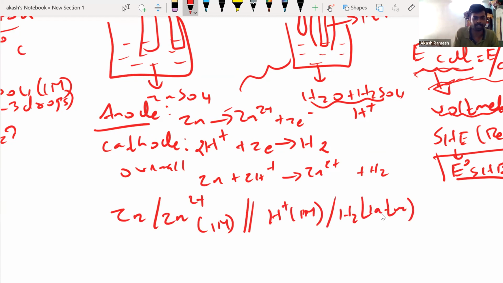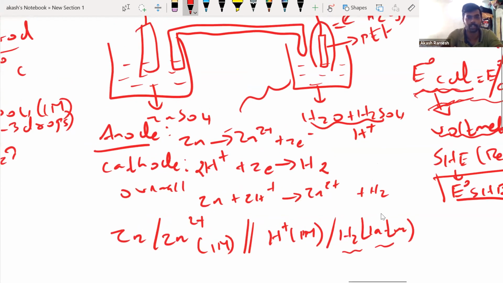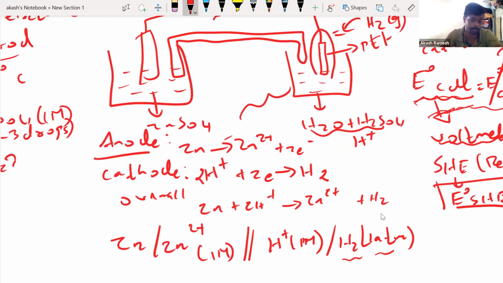So zinc becoming Zn2+, so zinc bar Zn2+, salt bridge, H+ is becoming H2, so H+ bar H2. For H+ and Zn2+, you include the concentration. For H2, you include the pressure, that is 1 atm. I hope everybody understood how you represent the cell. This is how you represent the cell.